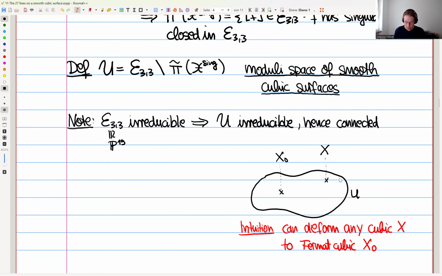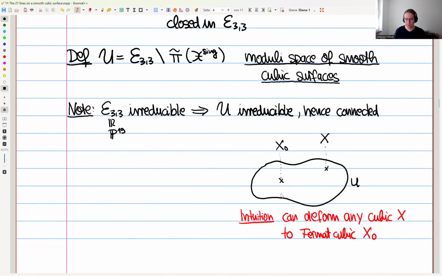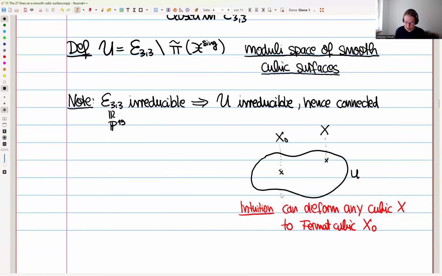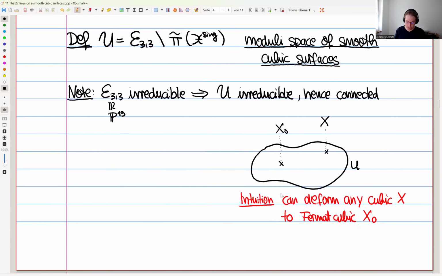The intuition behind this is that if we draw U, this moduli space, then since it's connected, it means that any cubic surface X can be deformed by some path to the Fermat cubic X0. And this is what we wanted. Here I gave a bit more detail than Gathmann, because I think moduli spaces are really nice and cool, and it's a nice application of the Jacobi criterion that we have seen before.